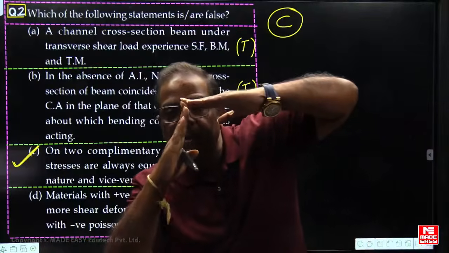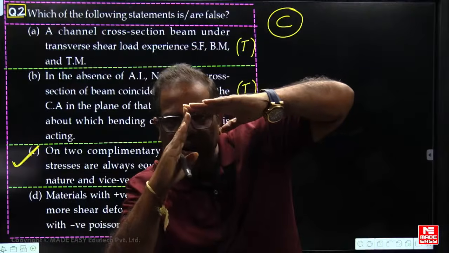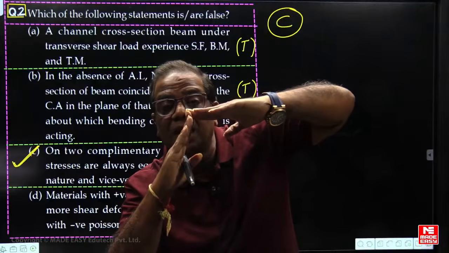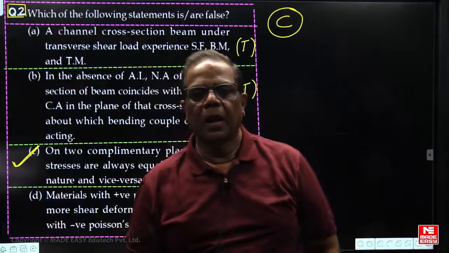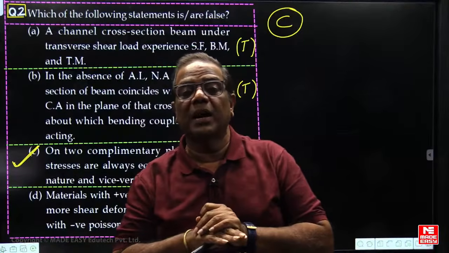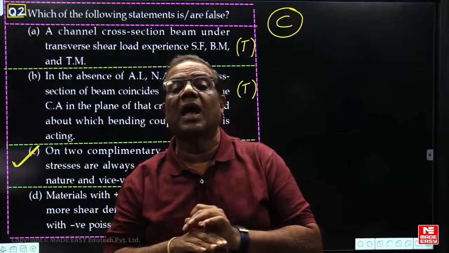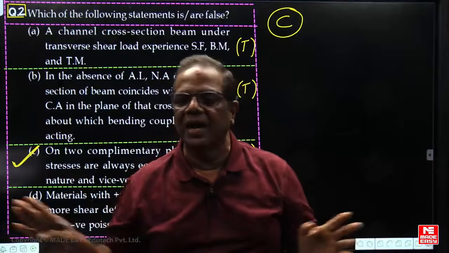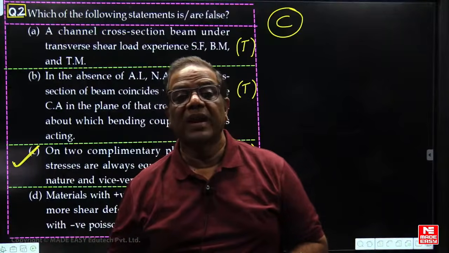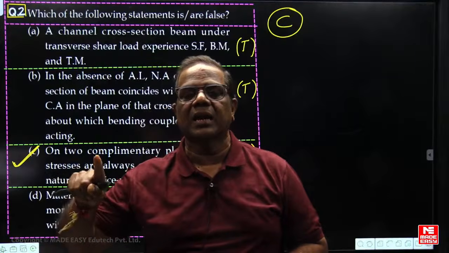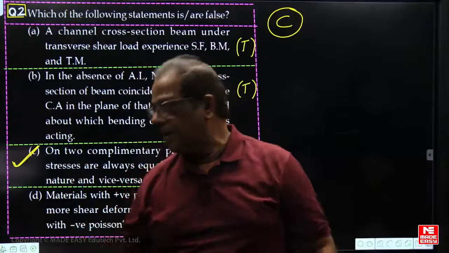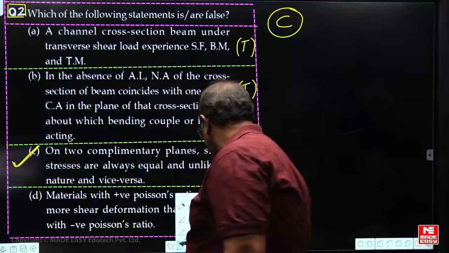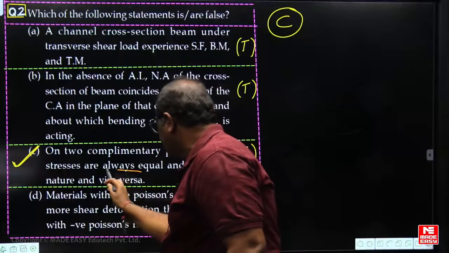Always on two complementary planes. These are two complementary planes. On these planes shear stresses are equal and unlike. Always on two perpendicular planes the shear stresses are equal and unlike. But vice versa is not always valid. Whenever shear stresses are equal and unlike, they need not be complementary. The first statement is correct, but vice versa is not correct.